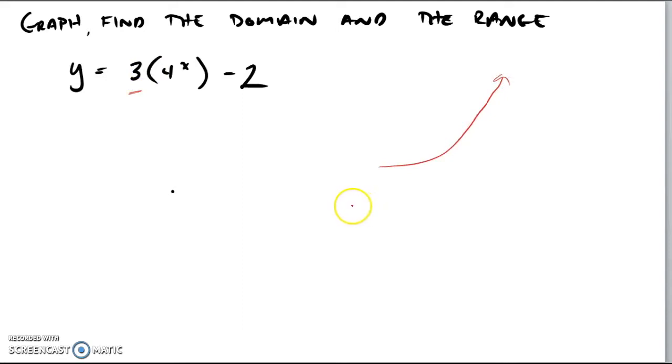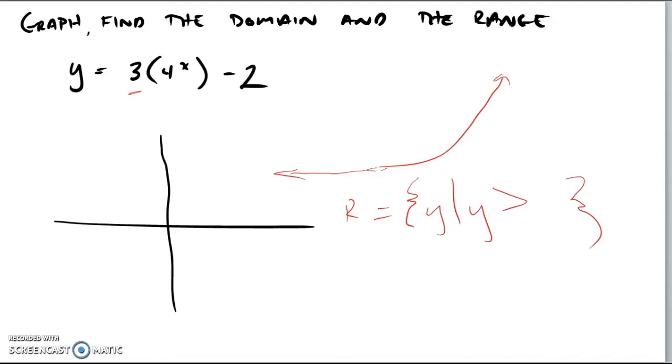So we already know for the range, we're going to have y is greater than something. You just have to determine what that is. Because it's going up, it's getting higher. And we're going to reach a limit. We just don't know where it is yet. Or do we? I'm going to give you a hint to help you determine what it is.